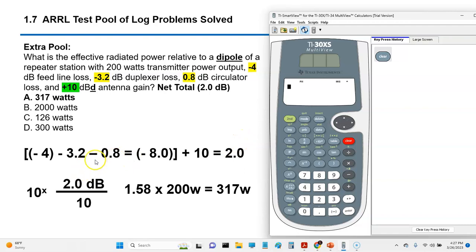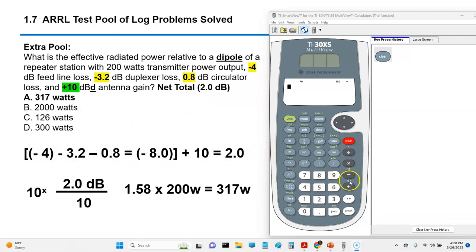Same thing going on here, except we've got a couple more losses. We've got a 4 dB line loss, 3.2 duplex, and a circulator loss. All those added together give us a total loss of 8, and our gain from our antenna is 10, so the change is 2. That's a 2 dB gain. And again, it's dBd. Everything's referenced to a dipole in these questions, so everything here is straightforward.